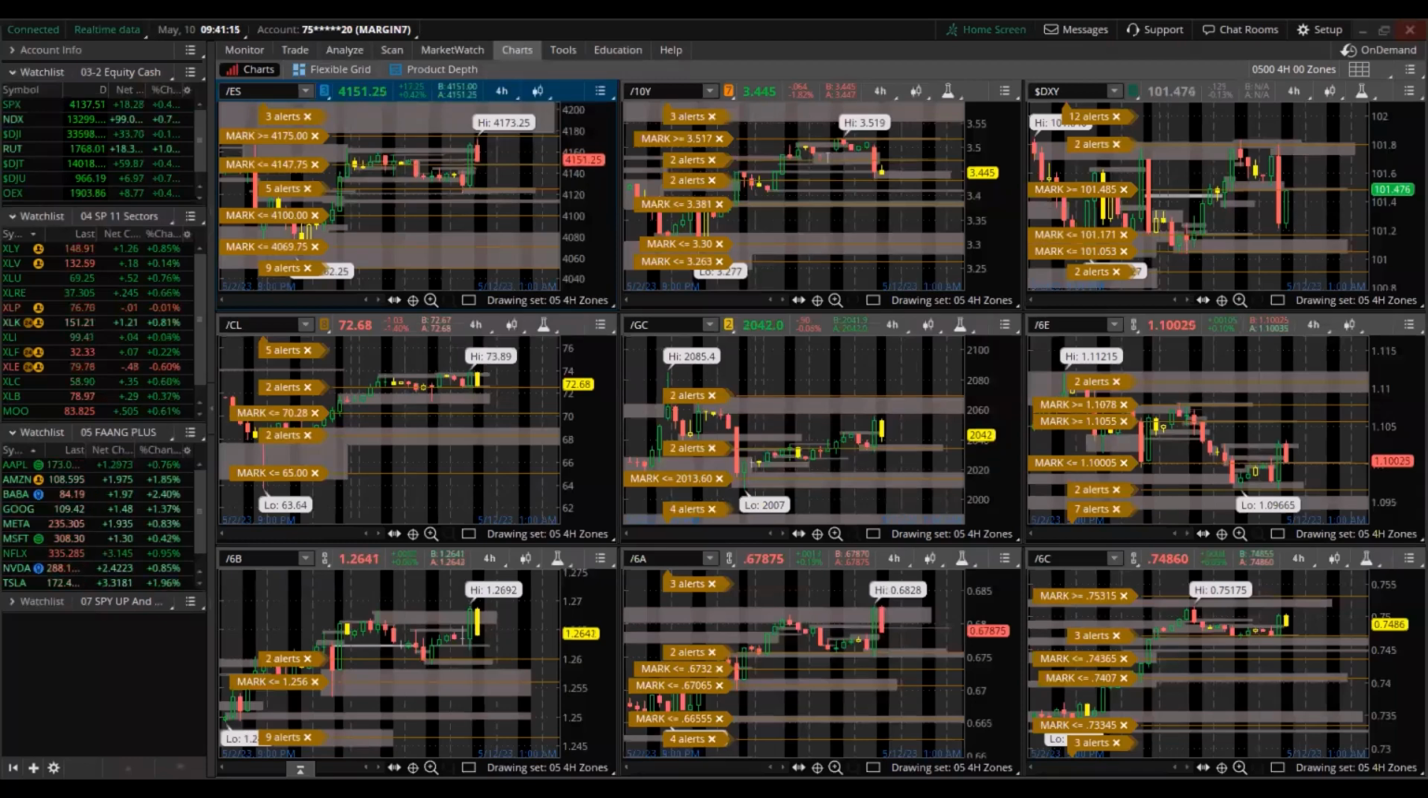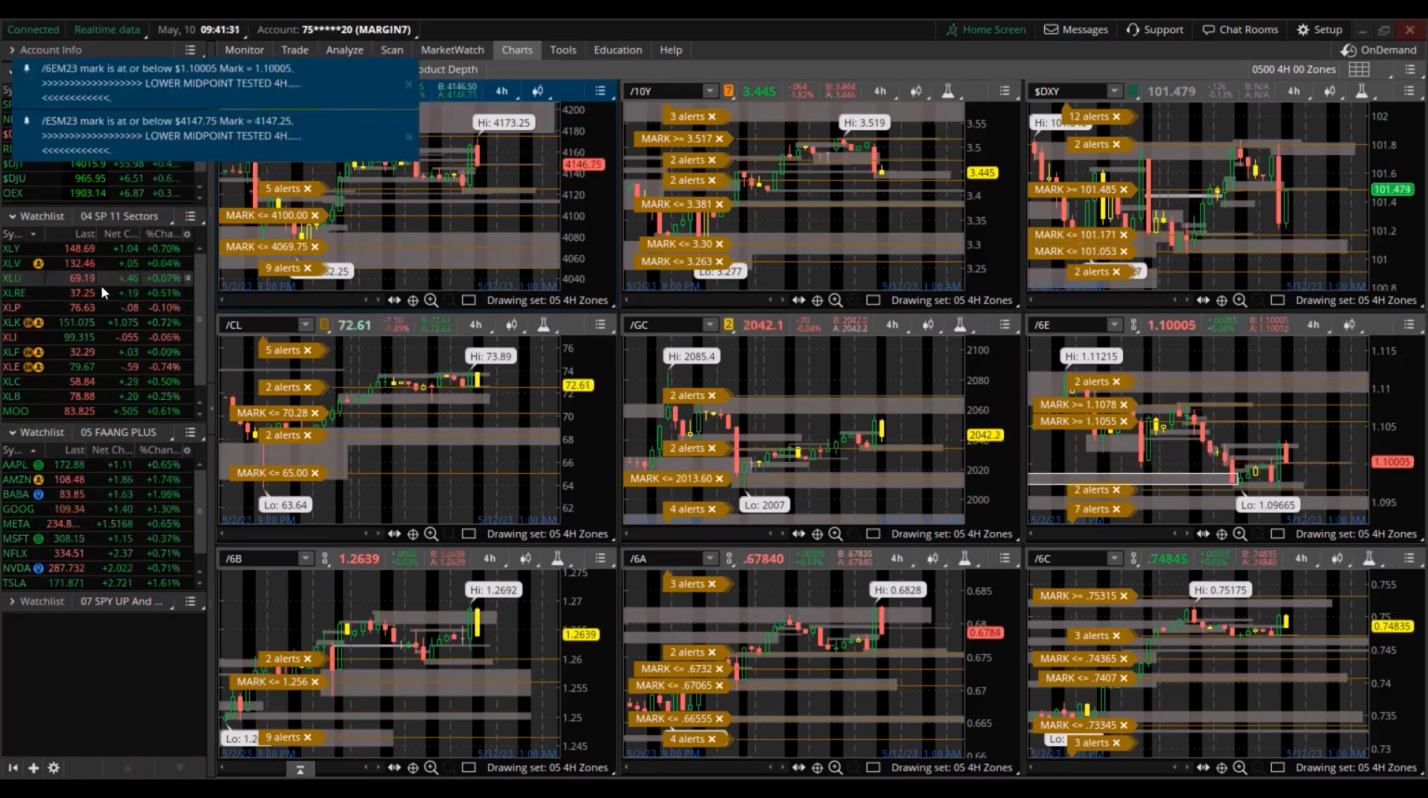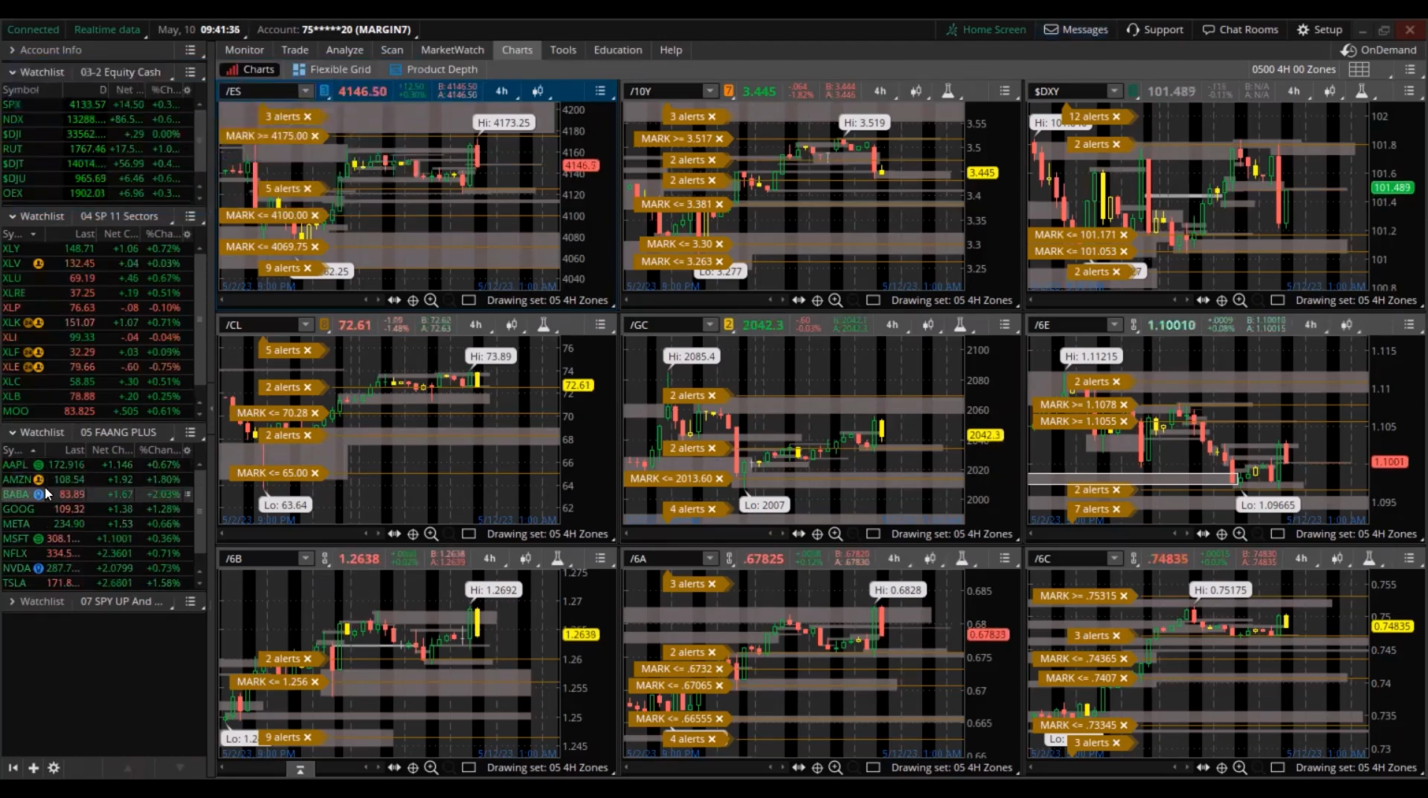Wednesday, May 10th, 09:41 a.m. New York time. U.S. stock market's open. We have price action occurring. See on the left, several watch lists I have open. Top left, the stock indexes. The middle left, the 11 sectors of the S&P 500. And then just below that, the third one here on the bottom, is the FANG Plus stocks.